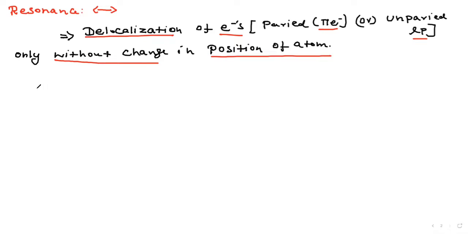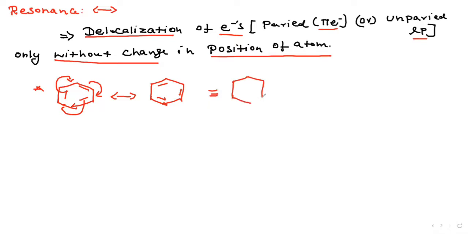I give a basic example. I take benzene. It undergoes resonance: the bonds shift and I get one more resonance structure. Then finally we can write it like this. This is 1 and 2; they are resonance structures.